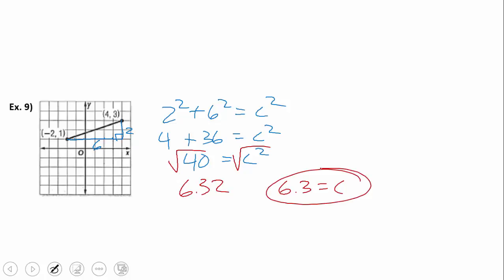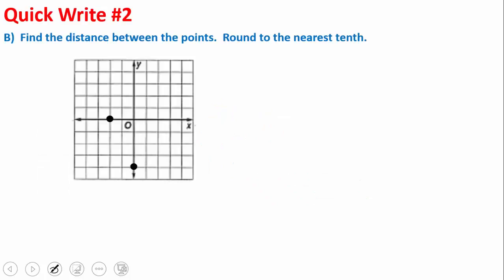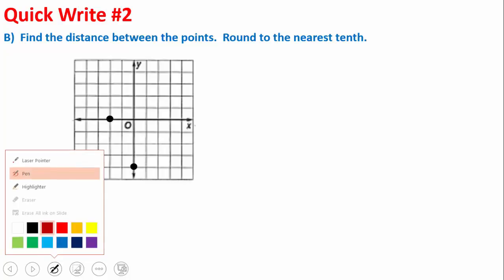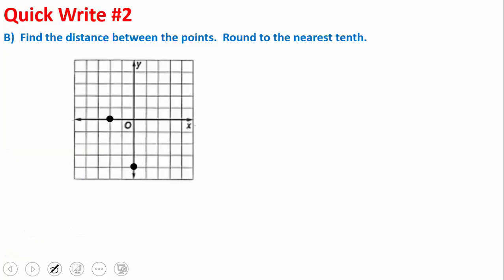All right? Hopefully this is straightforward for you. If not, this is going to be one of the things you're going to ask some questions about tomorrow, isn't it? That's right. Moving right along to our quick write number 2, finding the distance between these 2 points, round to the nearest 10th. So I gave you a grid. You need to write these 2 points, draw them on there. The first one is going to be at -2, 0, and the bottom one is at 0, -4. So those are the 2 points. Draw them on your grid, and then, lo and behold, go to town.